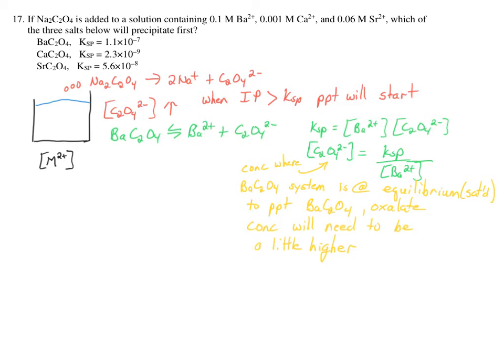To start, we'll just look at the barium oxalate. Barium oxalate, when it dissolves, will release barium 2+ and oxalate ions. Here's our KSP expression. We solve for the oxalate ion concentration. Now, when we get a numerical value for that, that corresponds to the concentration where this barium oxalate system is at equilibrium, i.e. we have a saturated solution. To actually precipitate the salt, the barium oxalate salt, the concentration of the oxalate will have to be a little bit higher.